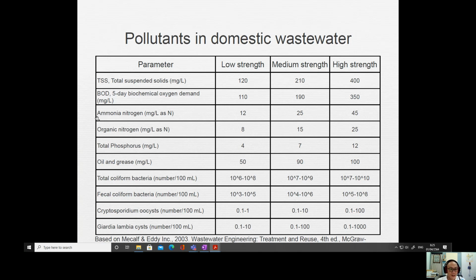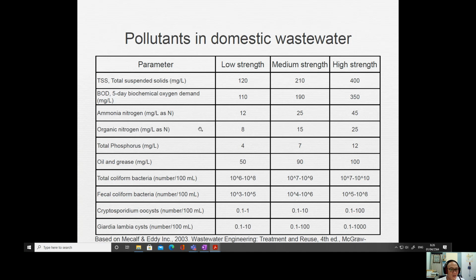And the next parameters are the ammonia nitrogen, which we will talk about today, and also the organic nitrogen. Combinations of these two are basically the total nitrogen found in the domestic wastewater. In general, we call it TKN. TKN actually stands for the total Kjeldahl nitrogen.